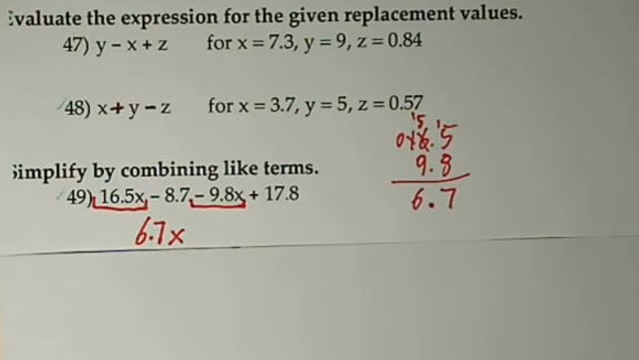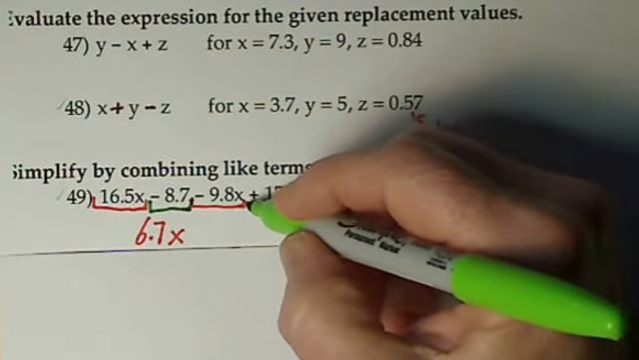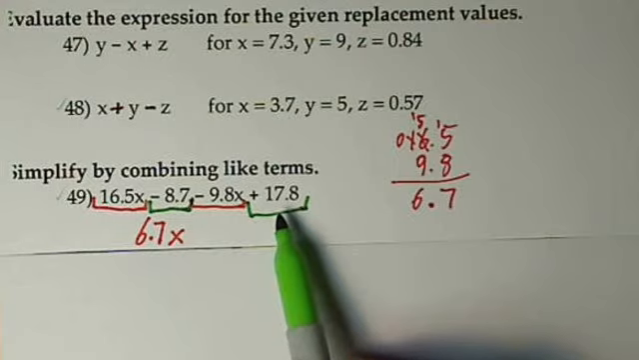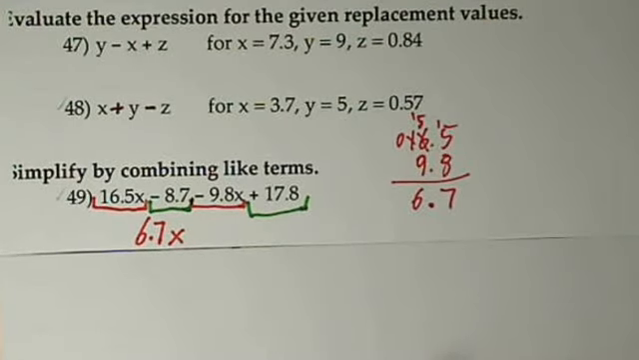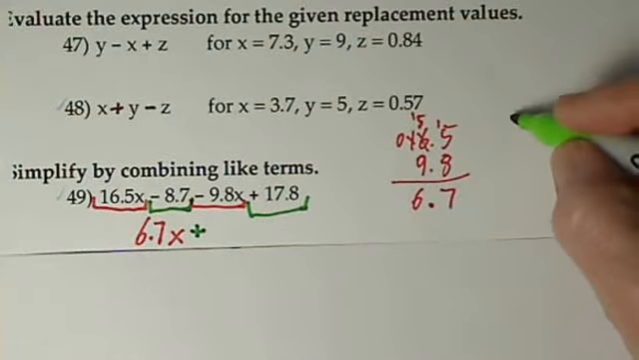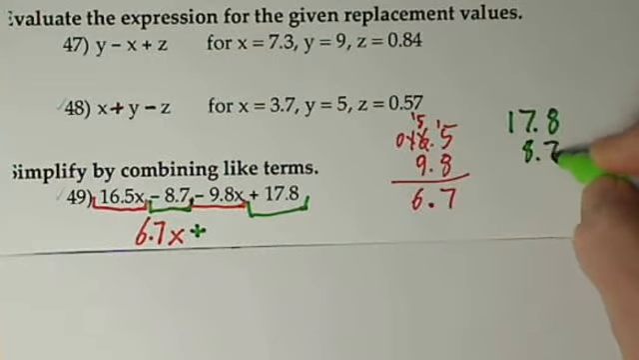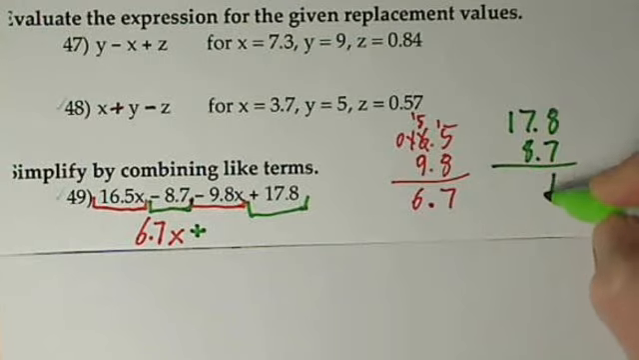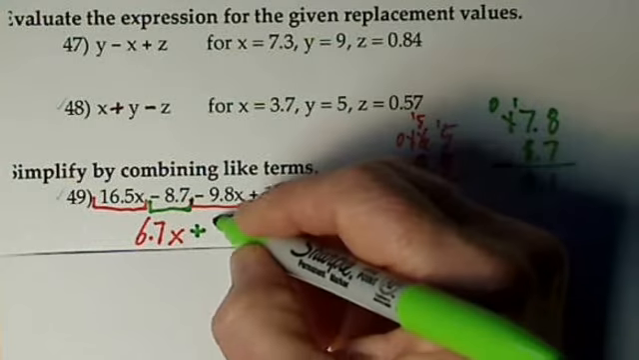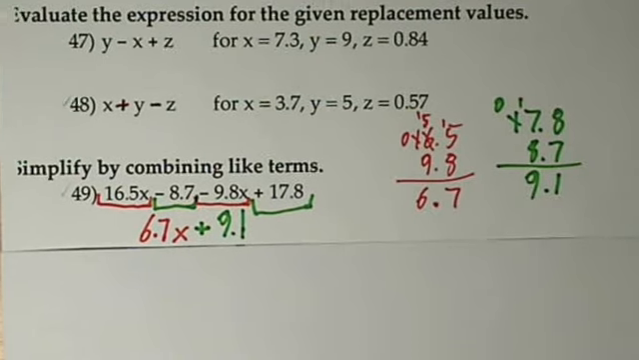And now these numbers are like terms as well. Okay, so I have a negative 8.7, a positive 17.8. The signs are different, so I'll subtract and keep the sign of the larger. It's going to be positive something. So our 17.8, 8.7. So we get 9.1. Okay, and that's our answer. That takes care of 49.